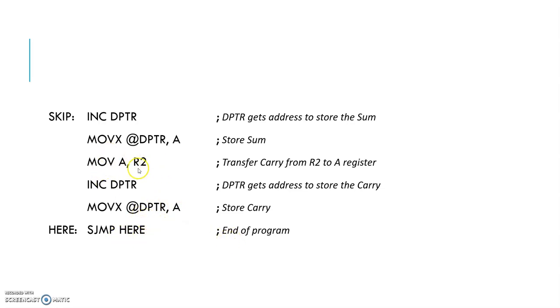We transfer the content of R2 to A because the data transfer with external RAM happens only with the A register. So the data that is moved should be in the A register. So is it clear?